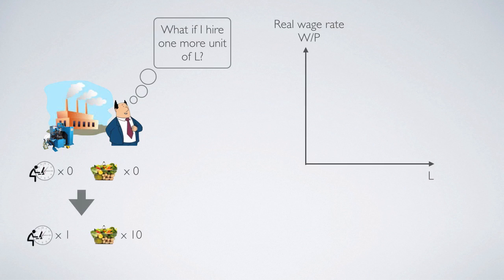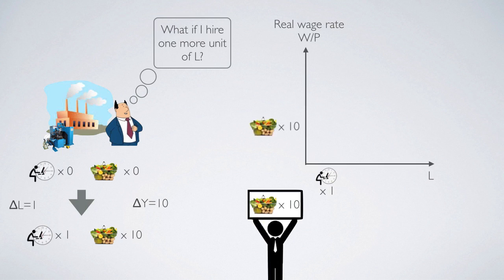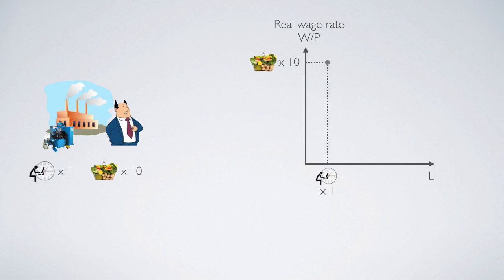Based on the production function, he knows that with 1 unit of labor, he can produce 10 units of basket. Therefore, the benefit that this first unit of labor can bring to the factory is to give the owner 10 more units of output. Therefore, the maximum amount of baskets he's willing to pay as real wage will be equal to 10 for this first unit of labor. Then he can move on to the second unit of labor.